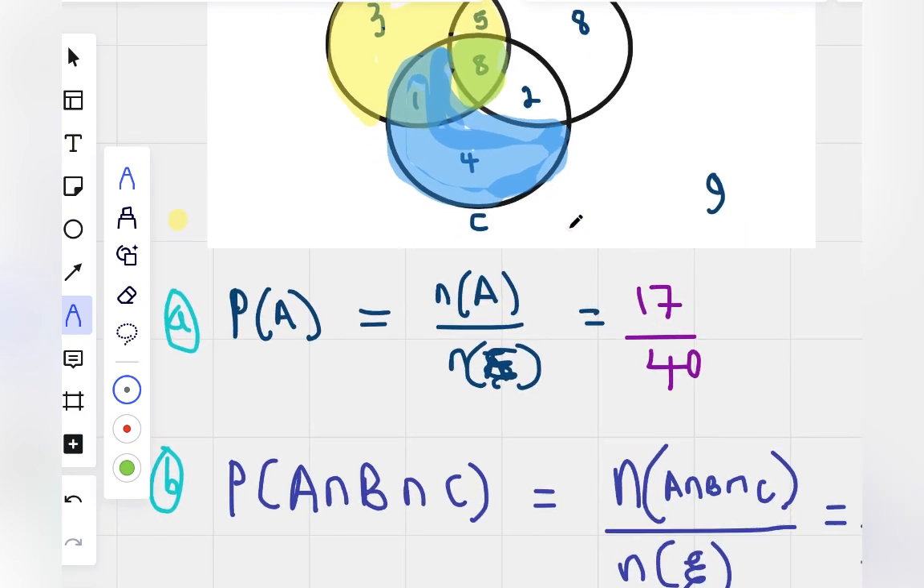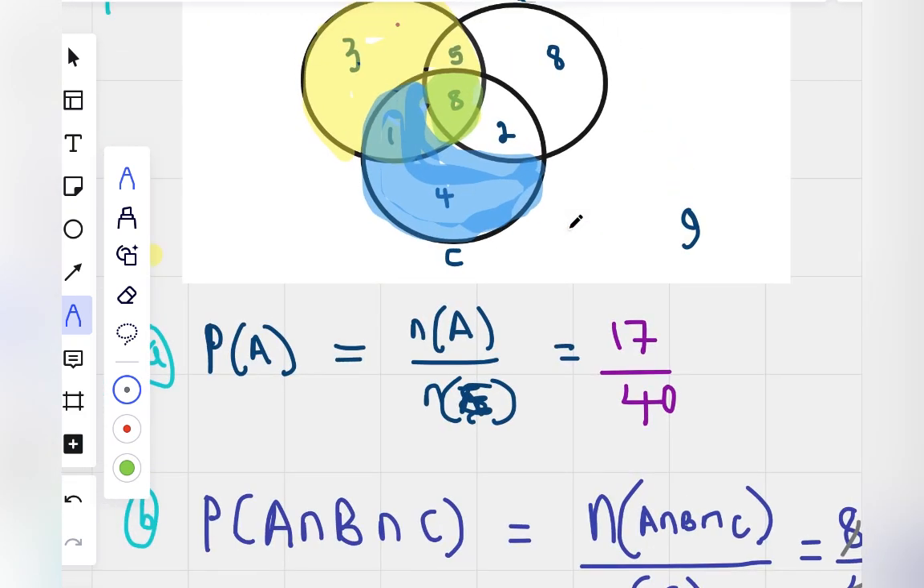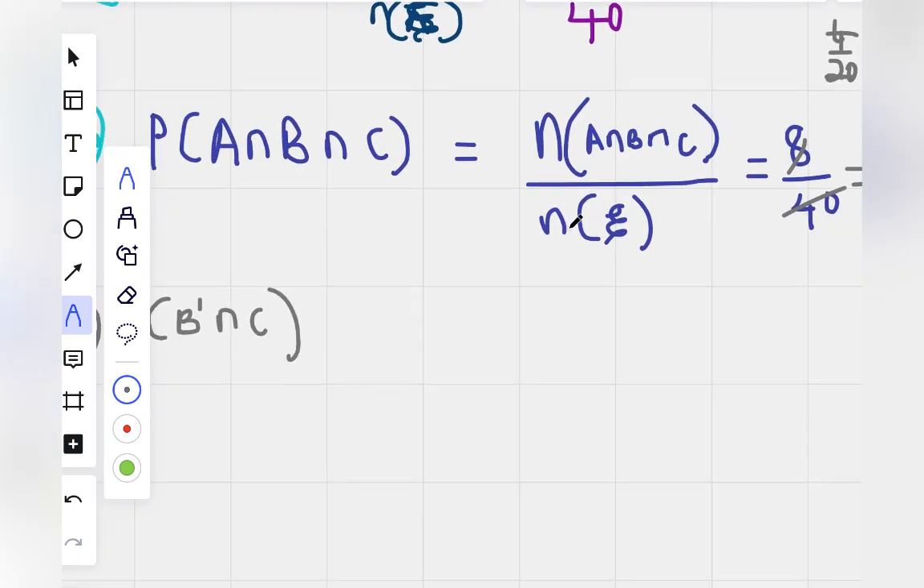So that probability will be the number of elements in A and C. So this will become equal to the number of elements in set A and C.